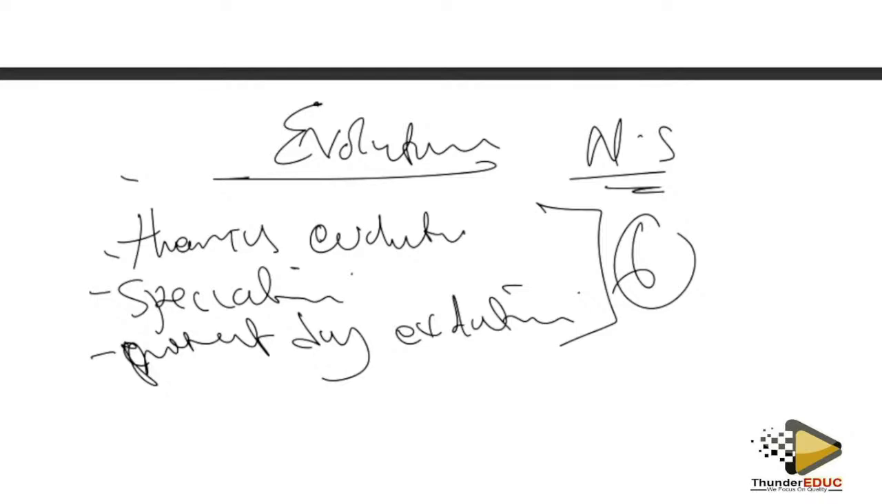Lamarck's theory. State 2 laws of Lamarck's theory. It's the law of use and disuse. That's number 1. Number 2 is the law of inheritance of acquired characteristics. So it means that Lamarck has 2 laws. Number 1, law of use and disuse of a structure. Number 2, law of inheritance of acquired characteristics.